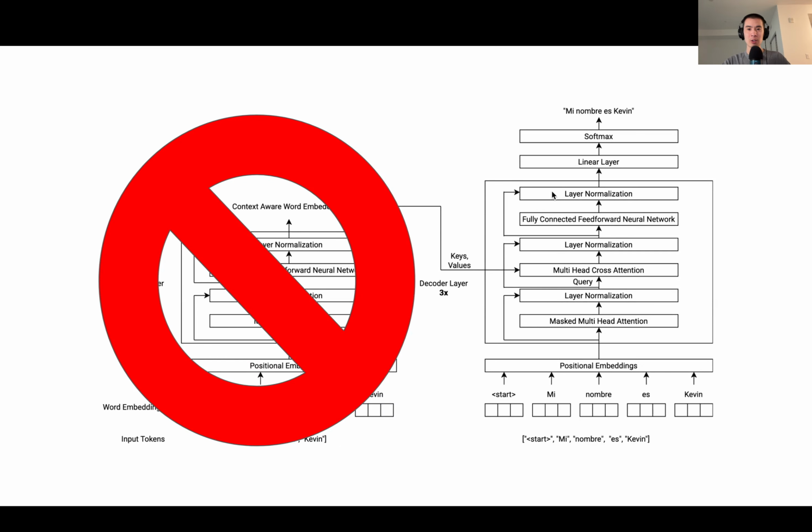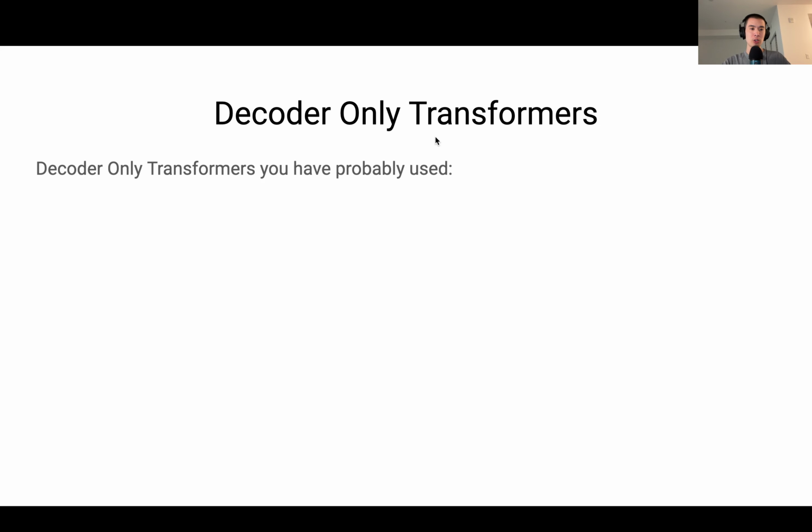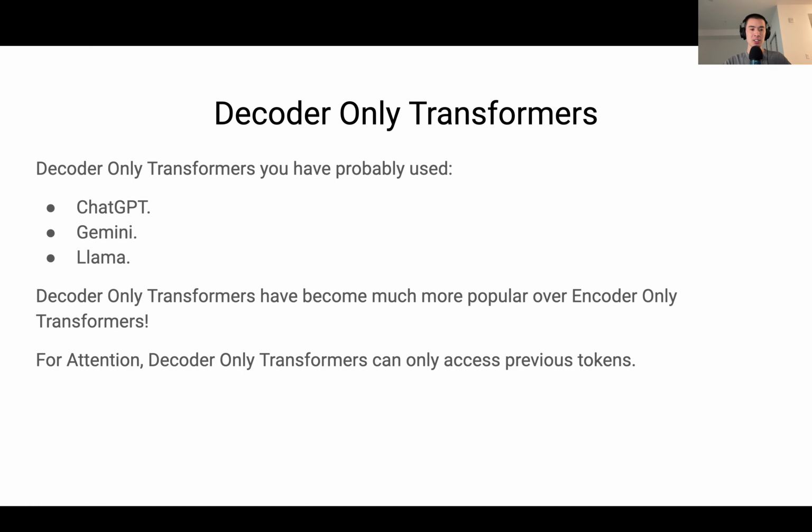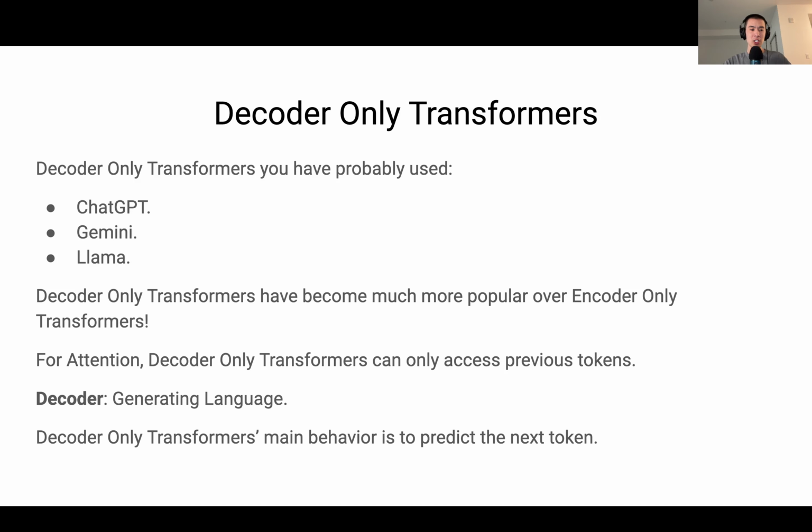Okay, let's now talk about decoder-only transformers on the right-hand side. You have probably used or at least heard of ChatGPT, Gemini, Llama. Decoder-only transformers have become much more popular than encoder-only transformers. For attention, decoder-only transformers can only access previous tokens. And the core behavior of a decoder is generating language. More specifically, a decoder-only transformer's main behavior is to predict the next token.